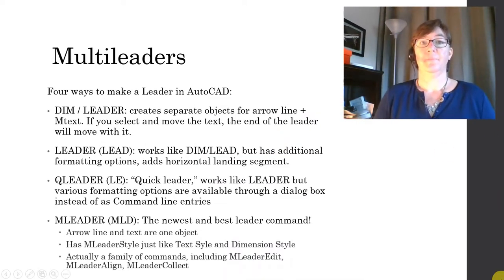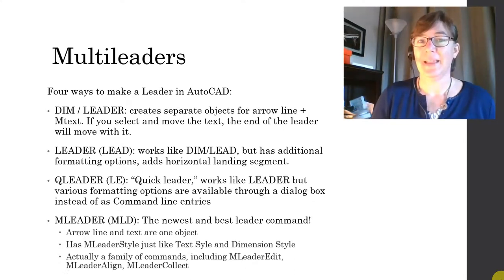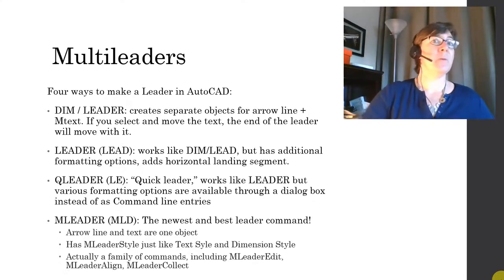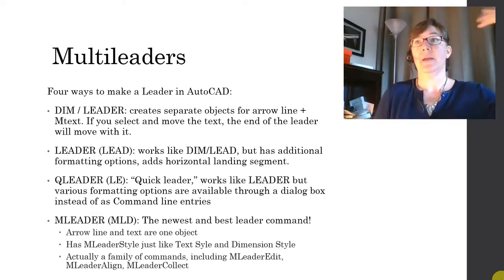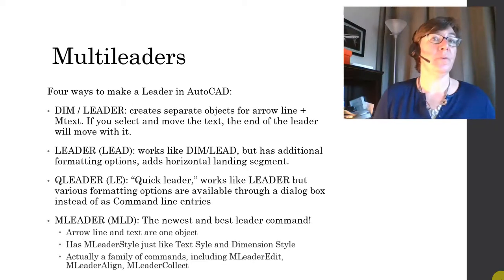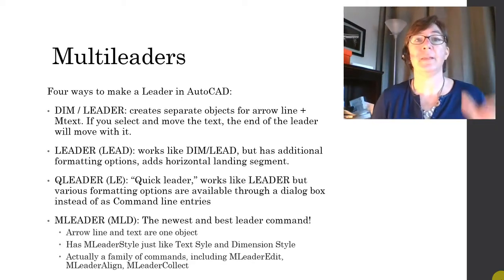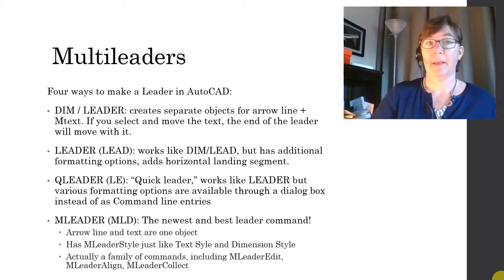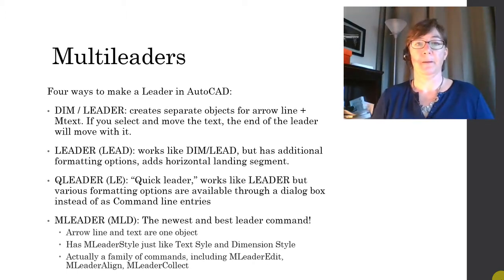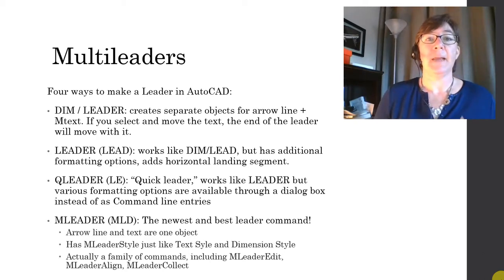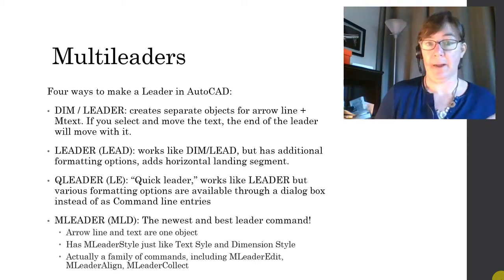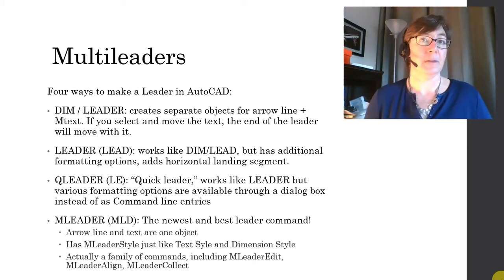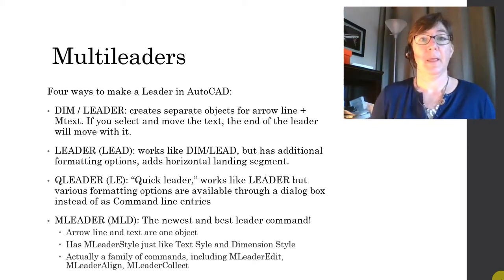There are 4 ways to make a leader in AutoCAD. And most of this is due to legacy and how these tools have evolved over the many years of this program. The first one is the dim command leader option. This will create a leader, but it's got separate objects for the arrow line with the arrowhead on it, and the text object, which is an mText object.